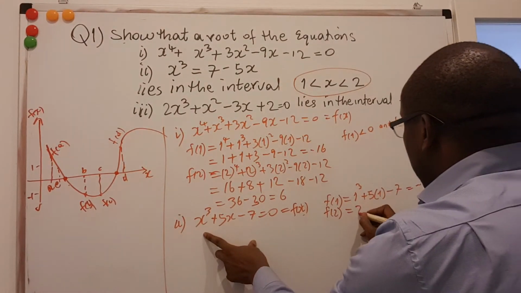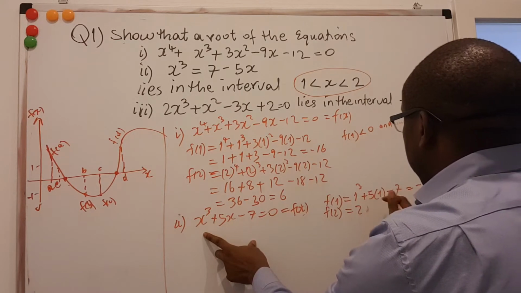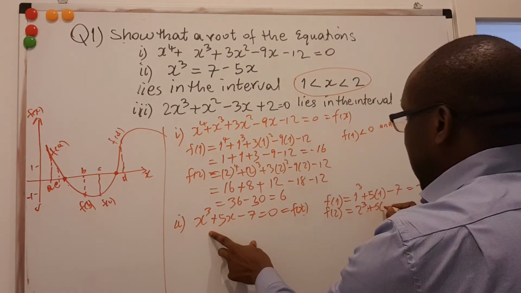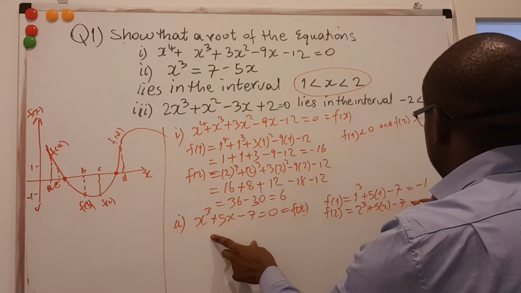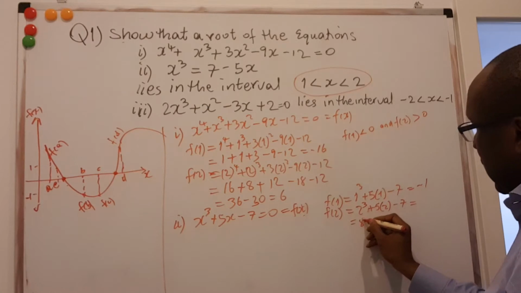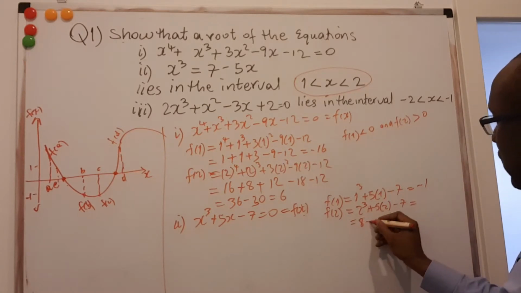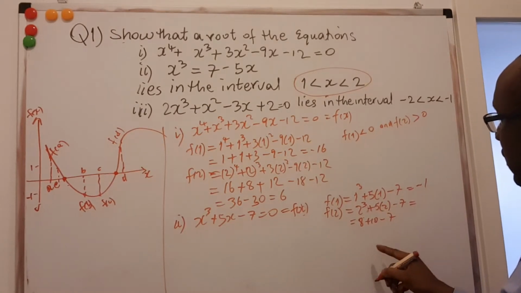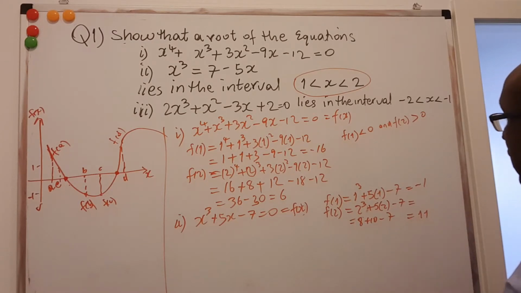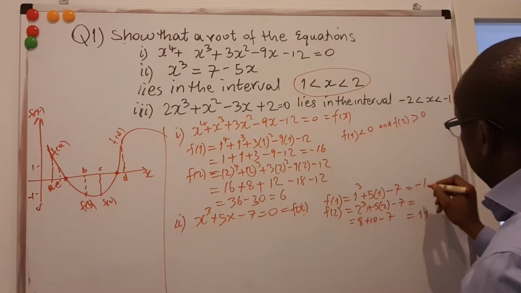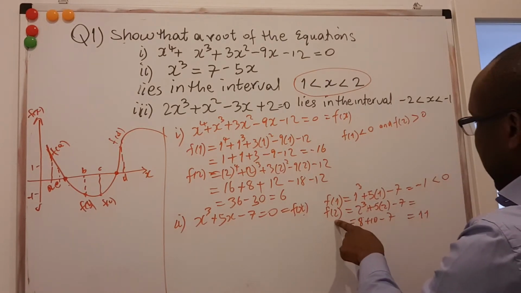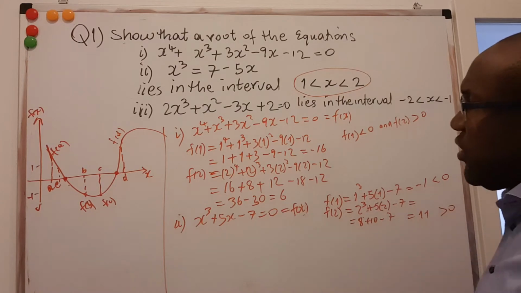F of 2. I put 2 there. 2 to the power 3 plus 5 times 2 minus 7. So 2 to the power 3 is 8. 5 times 2 is 10, minus 7. So that's actually 11. Once again, you see that f of 1 was negative, less than 0, and f of 2 was positive, greater than 0, so it contains a root.